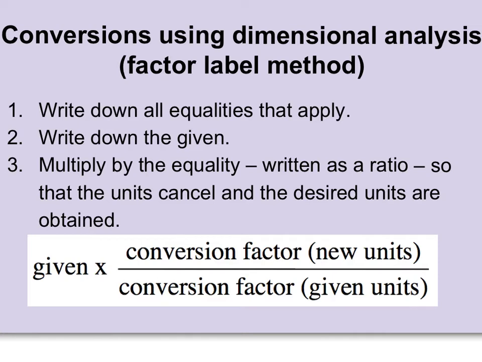So we're always going to be following these distinct steps to solve the problem. We're going to write down any equalities that apply in our problem. We're going to write down the given. And we're going to be multiplying the given by the equalities that we've written down. We're going to write these equalities as a ratio, kind of like you see down below, so that our units cancel, and we end up with the new units that we want. This will make sense when I go through a couple of examples.